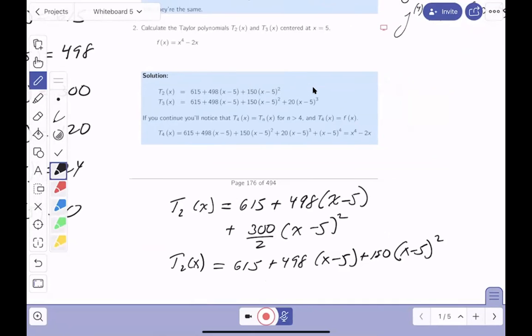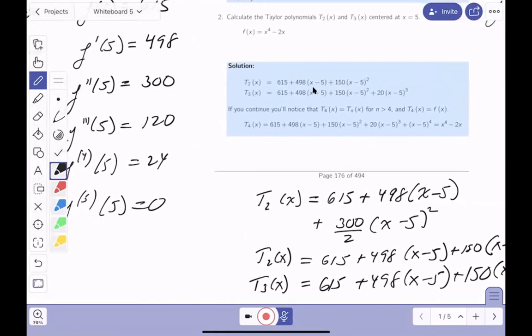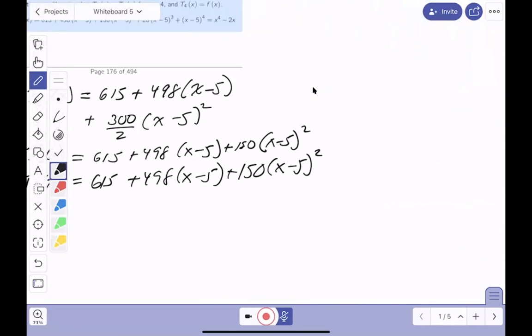They also asked for T3. T3 should be easy to write down. And I'll tell you why. It's this thing here, plus the next term on. What's the next term going to be? I got to look at it. It's going to be 120 over, and I have to do the arithmetic on the side, (x minus 5), or the third power now, right? And that's going to be 3 factorial, which is 6. So 20 times (x minus 5) cubed.